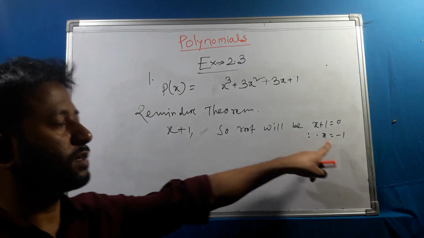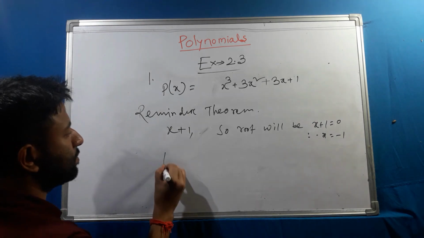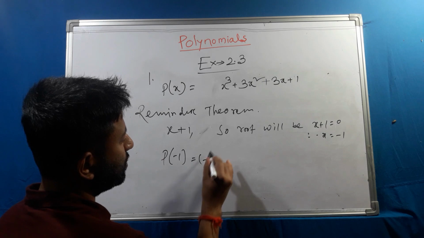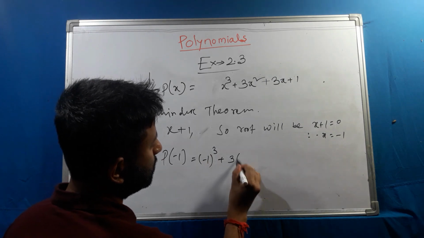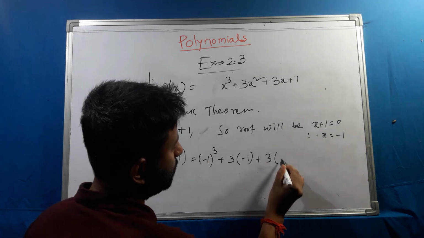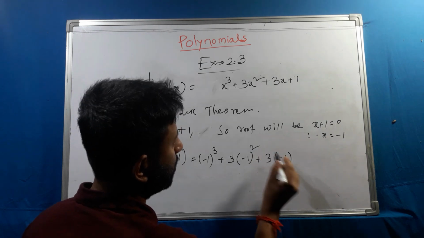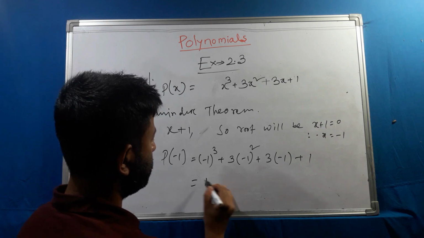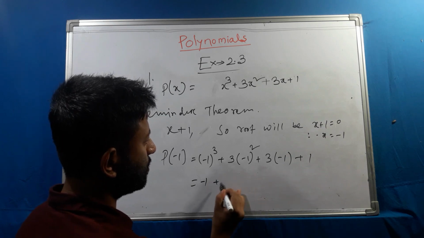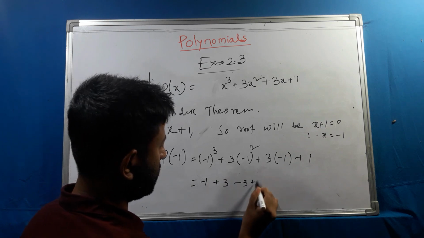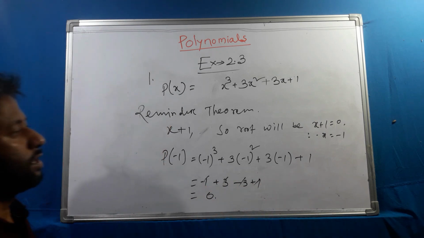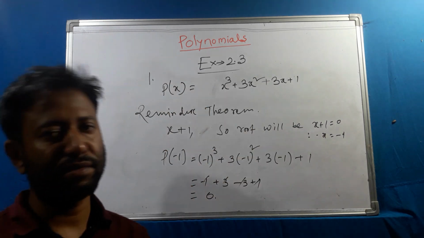If we put x equal to minus 1, then the term becomes minus 1 cubed plus 3 into minus 1 squared plus 3 into minus 1 plus 1. So that is minus 1 plus 3 minus 3 plus 1, which is 0. So what was the remainder theorem saying previously?